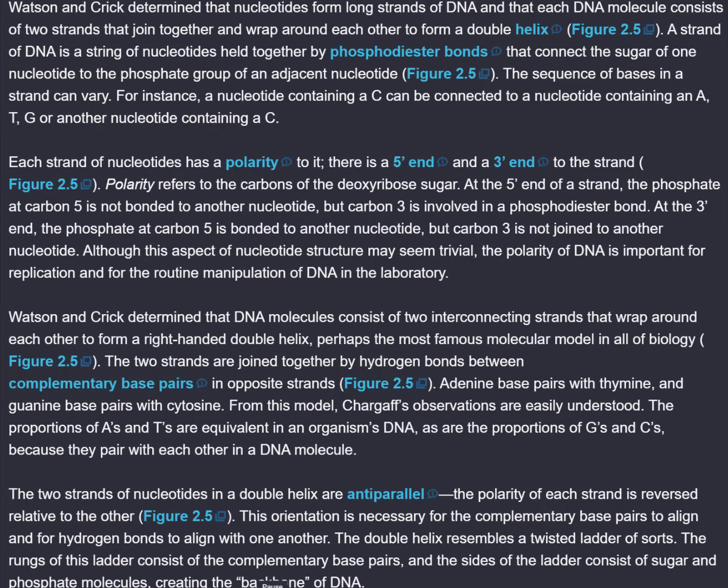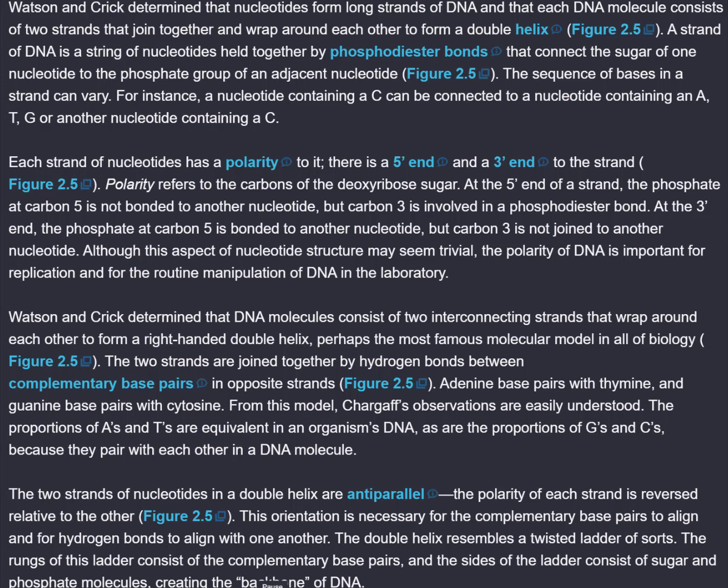Watson and Crick determined that nucleotides form long strands of DNA and that each DNA molecule consists of two strands that join together and wrap around each other to form a double helix, Figure 2.5. A strand of DNA is a string of nucleotides held together by phosphodiester bonds that connect the sugar of one nucleotide to the phosphate group of an adjacent nucleotide, Figure 2.5.